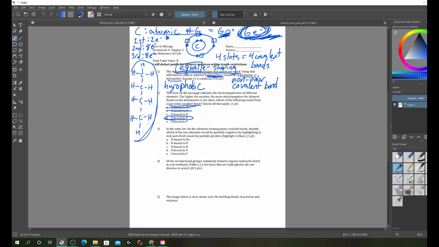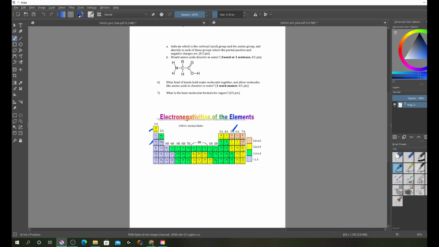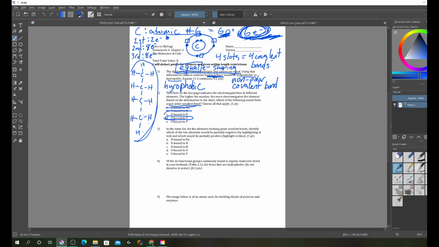How about hydrogen bound to boron? All right, there's hydrogen, and where's boron? There it is. Hydrogen and boron, that's equal. Same color. Of course, they're not perfectly the same. Everything's on a gradient, right? I mean, they're not perfectly equal strengths, but they're close enough. So this is nonpolar, equal sharing of electrons, no clustering of negative charges anywhere.